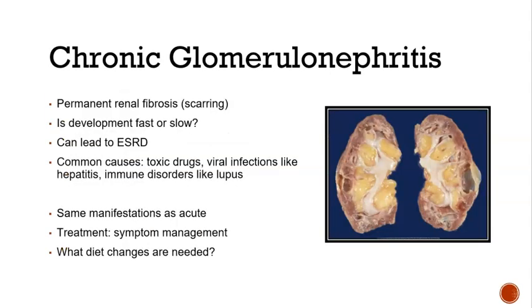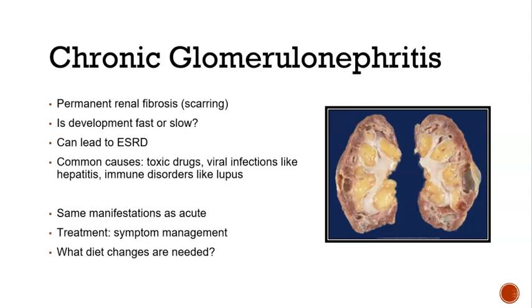With chronic glomerular nephritis, we see all of the same issues as we did with acute glomerular nephritis, so make sure to go back to that slide. The only difference is now we have permanent damage to the kidneys. This is now a chronic problem. Because it's a chronic problem, it happens slowly over time. Can this problem lead to end-stage renal disease? Yes, it can. So we may need to prep our patients for dialysis or a transplant.